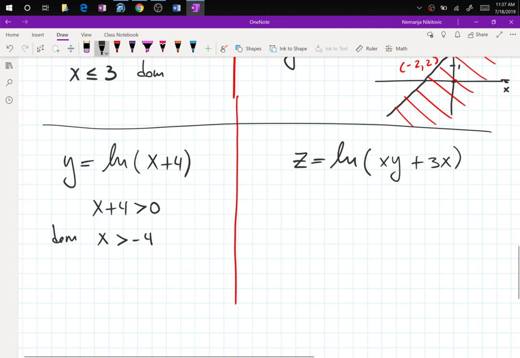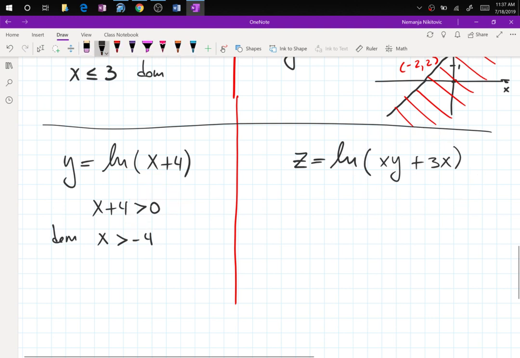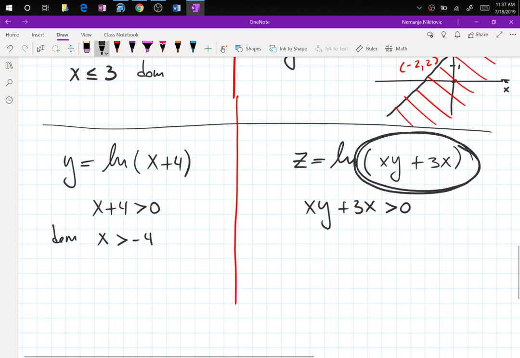The rule has to be the same as in R2, which is whatever your argument is over here gets the bigger than 0 treatment. So xy plus 3x needs to be larger than 0, because all of this here must produce a positive number. Otherwise, ln will give you a complex value, the imaginary, right? So there you go. This is already your solution.